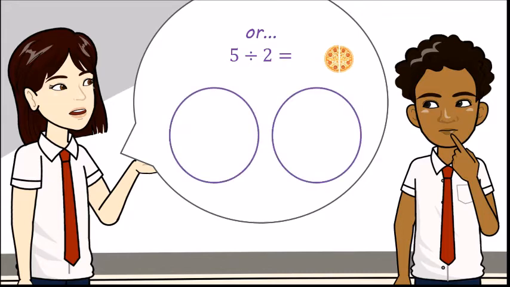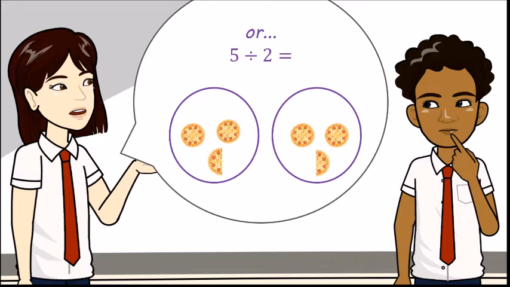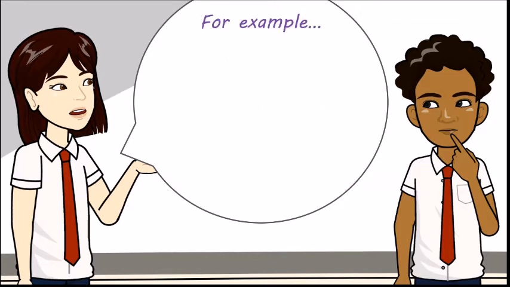Or let's say we have 5 pizzas and we share it between 2 people. Let's draw 2 circles to represent each person. Then each person will get 2 pizzas and the 5th pizza will be cut into halves and shared evenly. We can look at each circle to see what the answer is. 2 1/2.